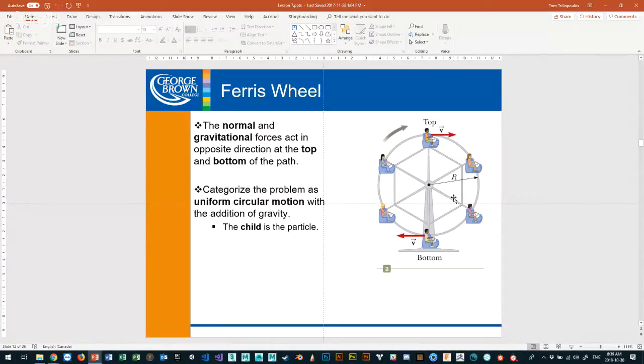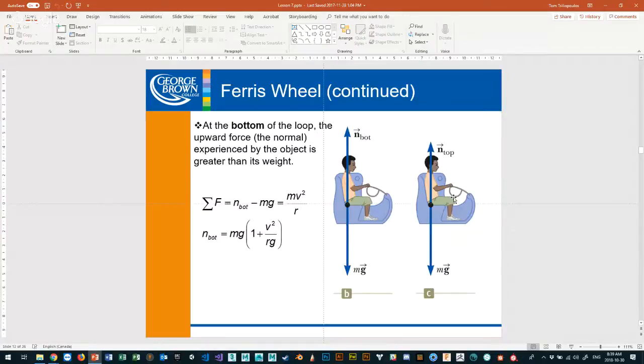The child is the particle, okay? And if you think about it, at different points in space, if he's at the bottom, there is the normal force at the bottom, and the normal force at the top is also the same, right? Bottom and the top, up and down. You have an upward force and a downward force.